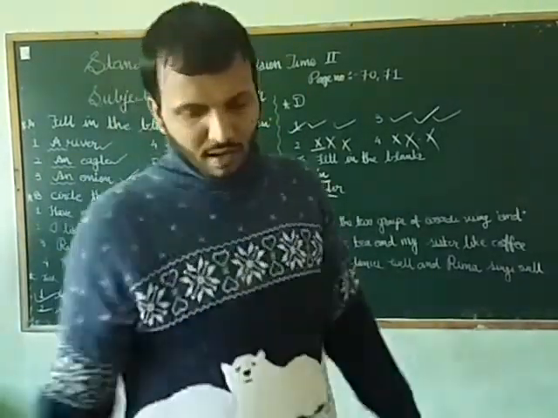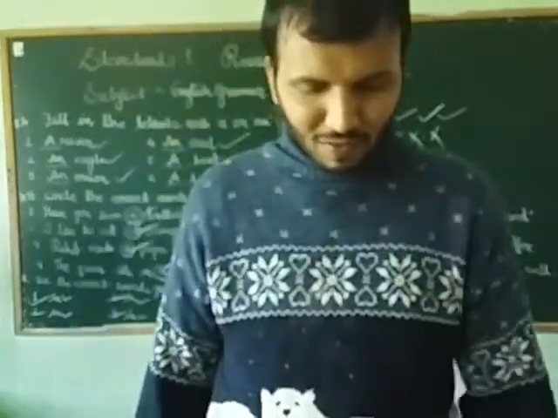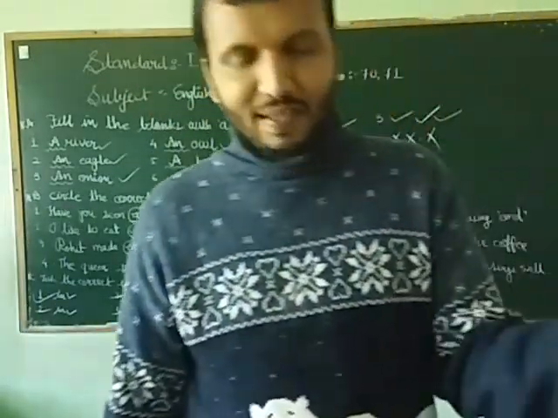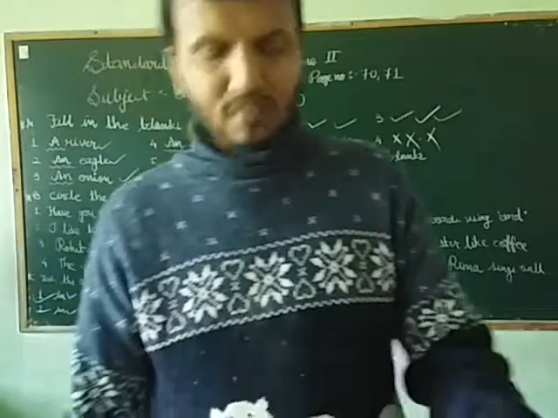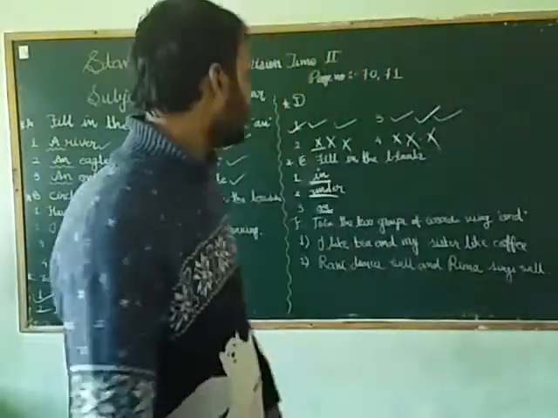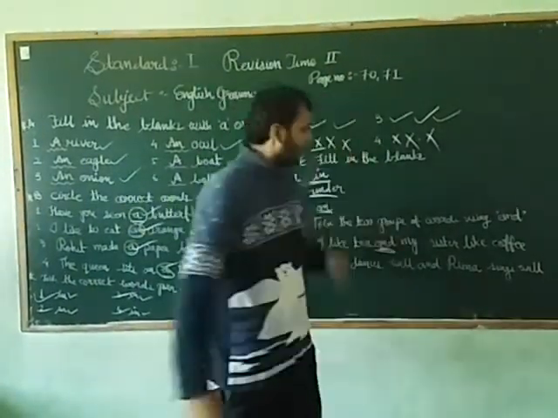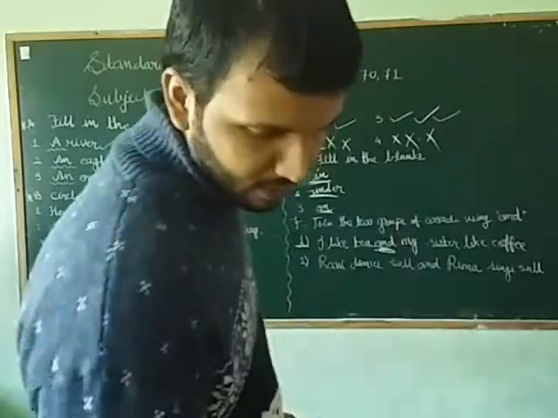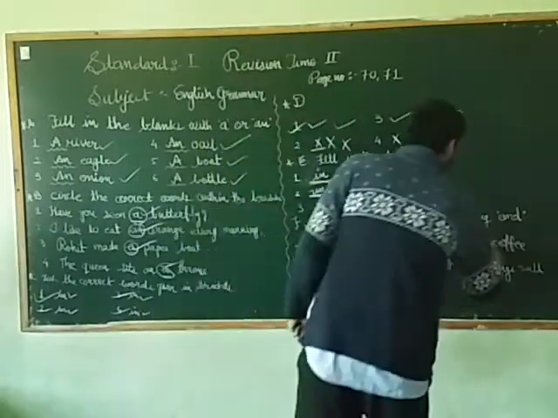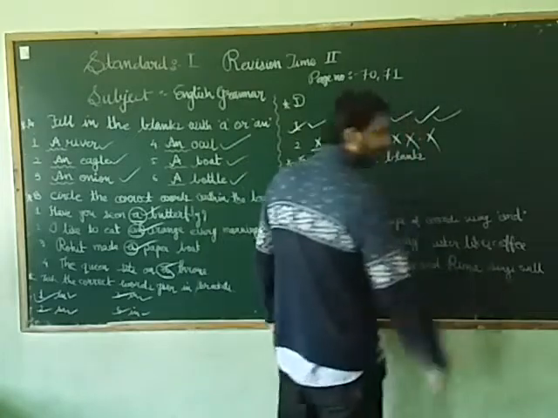Okay, now F number, join the two groups of sentences, two groups of words using and. So first number, I like tea, my sister likes coffee. So what is the answer? First number, I like tea and my sister likes coffee. Okay, again, I like tea and my sister likes coffee.